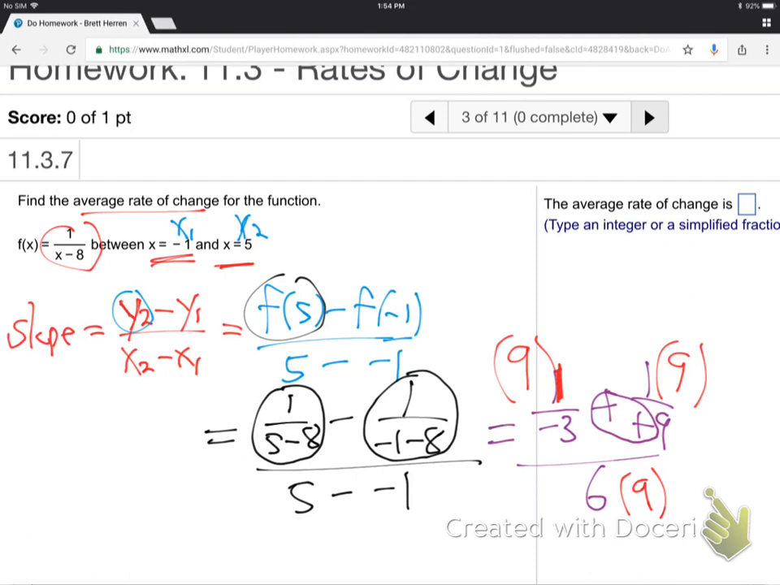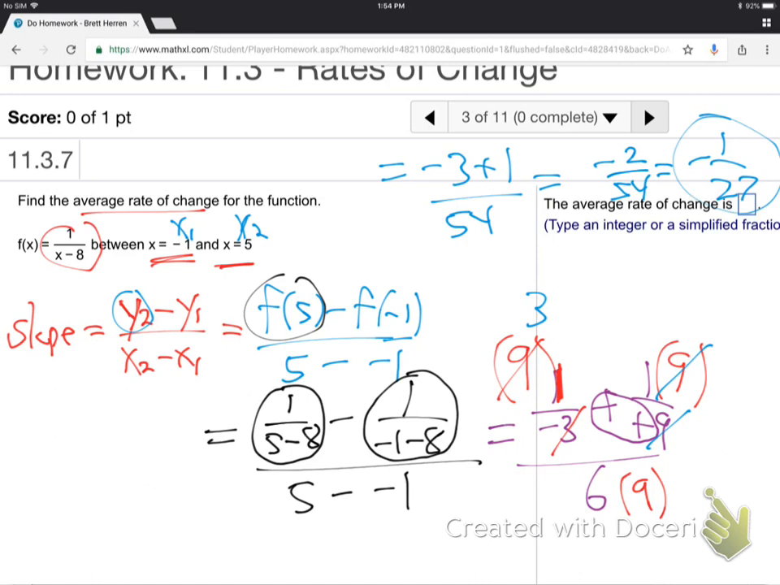Okay, so what does that mean? What happens here? 3 goes into 9 3 times. Here 9 cancels 9. I'm just cross-canceling fractions. Is it getting too messy? What's that going to leave me? -3 plus 1 over 54. -2 54ths, reduce it, minus 1/27. Done.